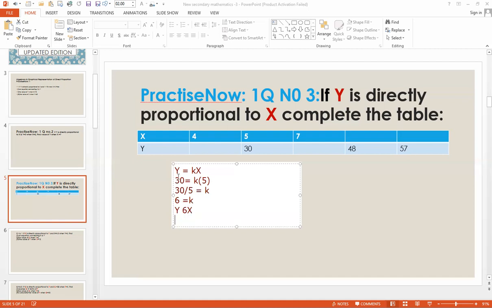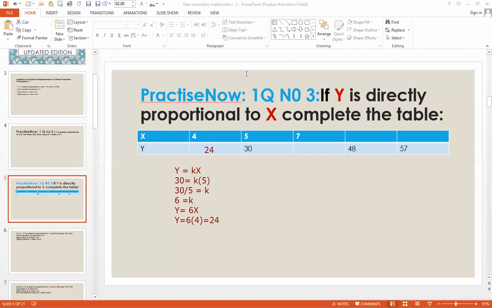Now in the first place, what is the value of x given? It is equal to 4. 6 is the value of k, and here I have to put 4. So 6 multiplied by 4, what will be the answer? 24. So here you have to put 24. Is it clear? So when x is equal to 4, what is the value of y? It is equal to 24.